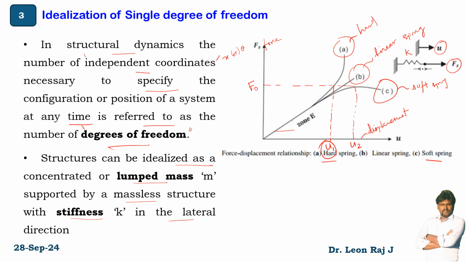The slope is nothing but tan theta. Tan theta is equal to F by U. So this is nothing but stiffness.